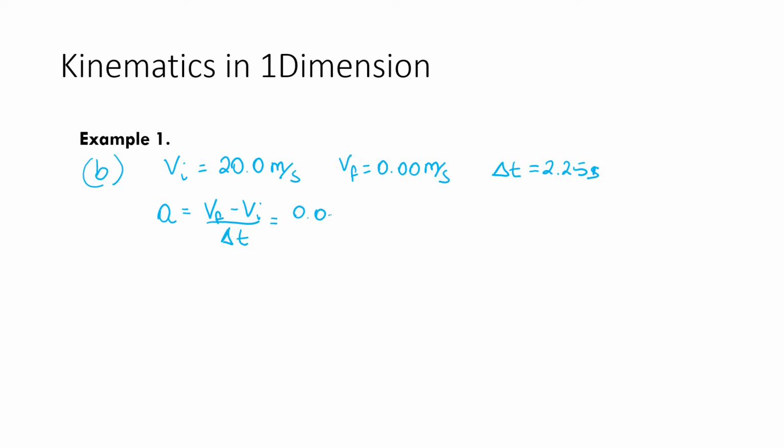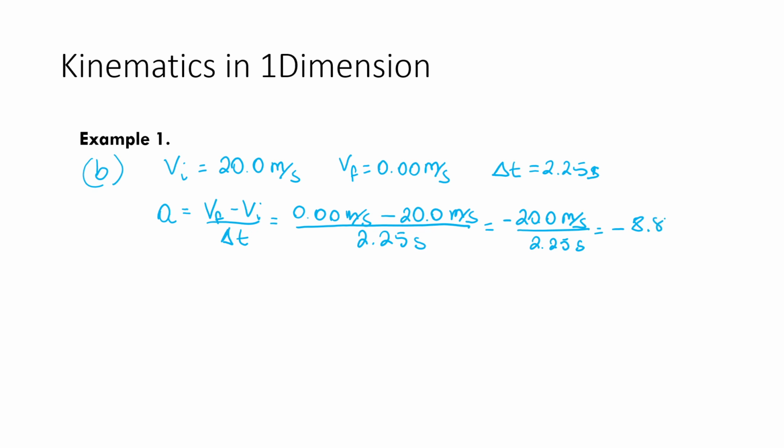and we plug in the numbers. So we get 0.00 meters per second minus 20 meters per second all over 2.25 seconds. Now in this case, the final velocity is 0, the initial velocity is 20, and therefore the numerator is going to be a negative number. This is going to be negative 20 meters per second divided by 2.25 seconds, which gives an acceleration of negative 8.89 meters per second squared.